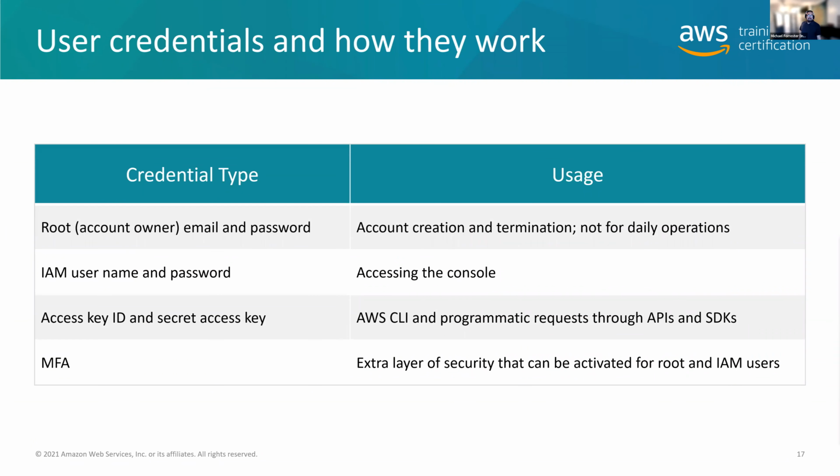Now, I already mentioned that you have an IAM username and password that's used for accessing the console. We already talked about the root email and password, which is the first one at the top, which said don't use it, right? That's used for account creation, not for daily operations. We already talked about access keys and IDs and secret access keys, because I said that's what's needed in order to grant command line access to AWS.